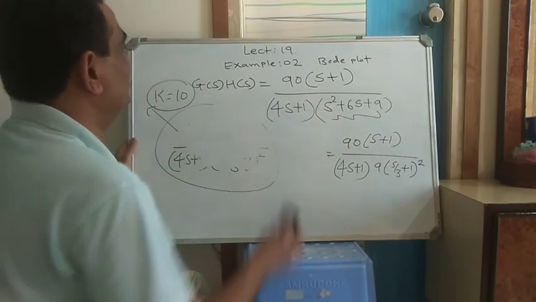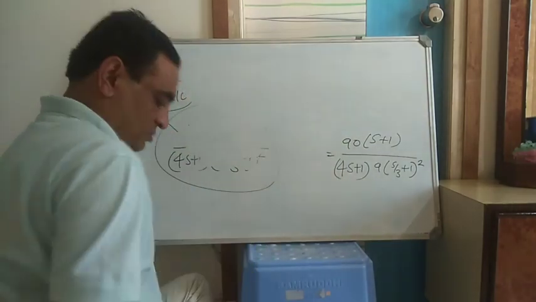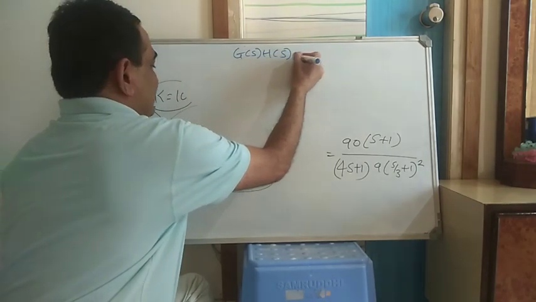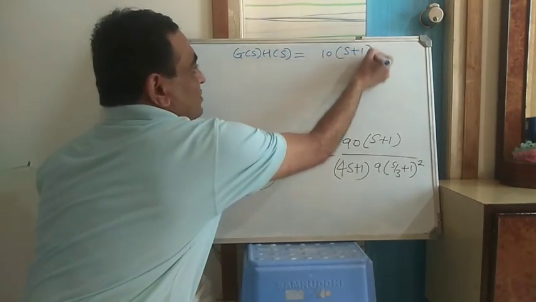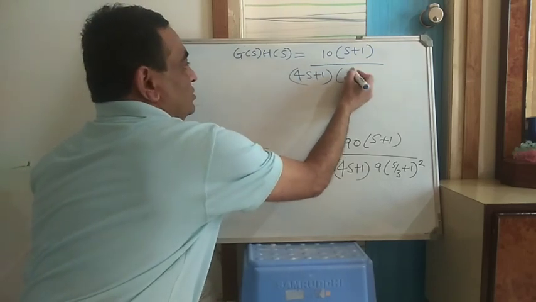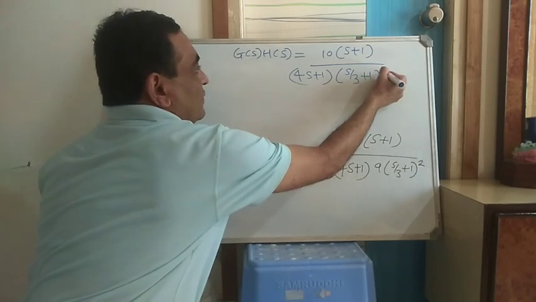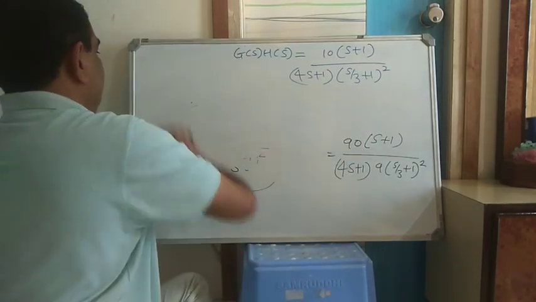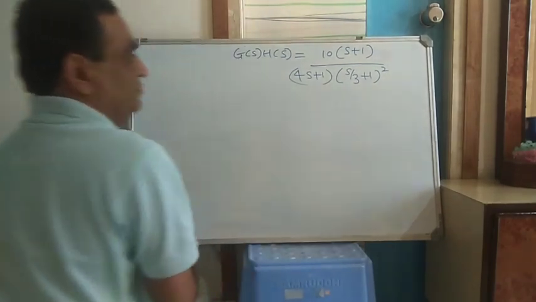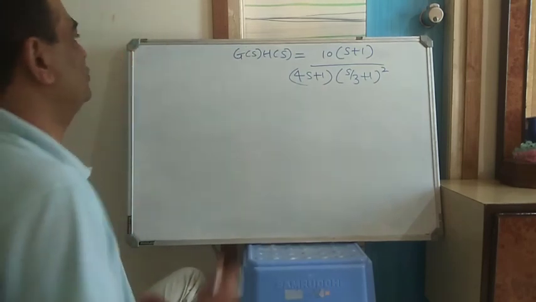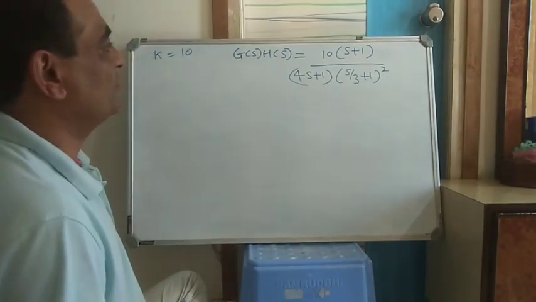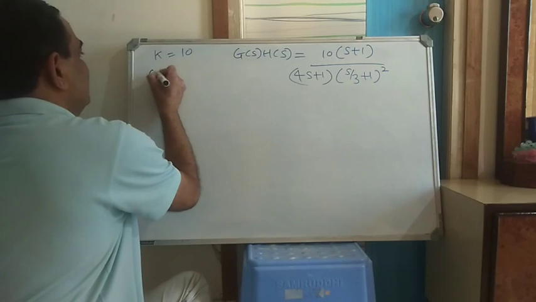So let me write here now the time constant form, that is G(s)H(s) is 10 into (s plus 1) upon (4s plus 1) into (s by 3 plus 1) whole square. So the steady state gain K is 10. That is one thing. Now you need to find the corner frequencies.